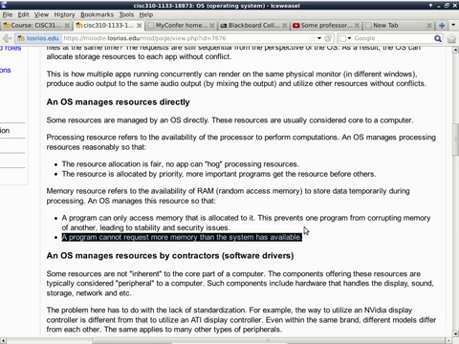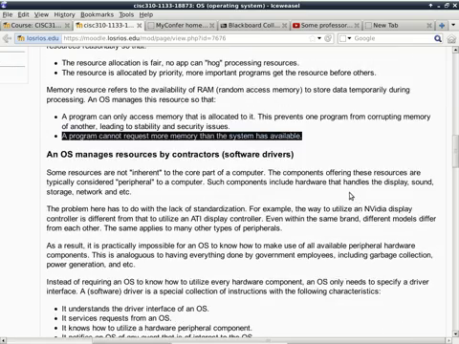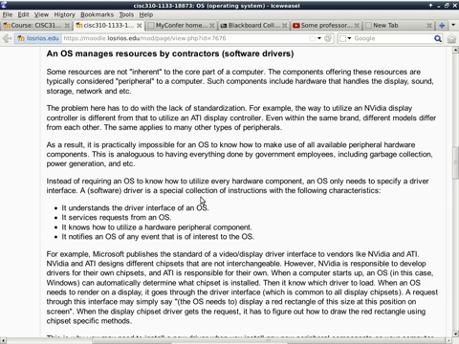All right, so the next topic is even more interesting because there are resources that are not inherent or core to a computer. In other words, these resources are peripheral to a computer. And these components may include hardware to do with display, sound, storage. Even the hard drive is peripheral to a computer, networking, and so on. Now, there's a big problem here.